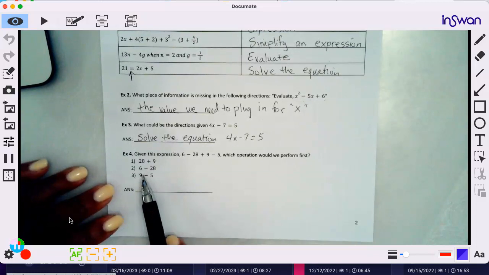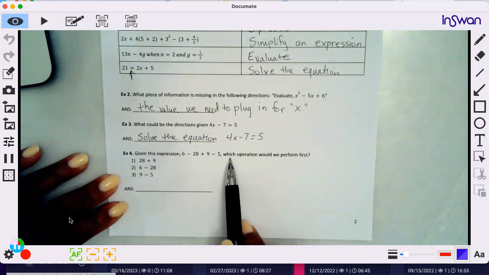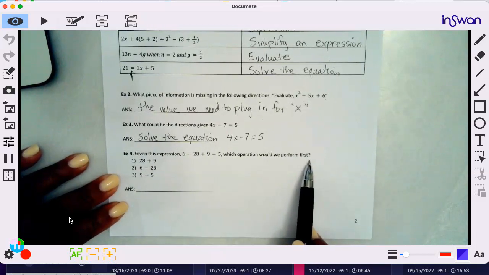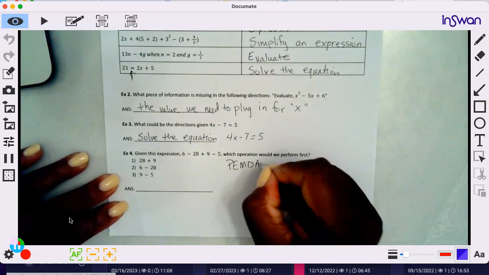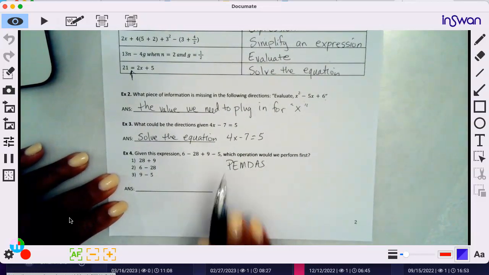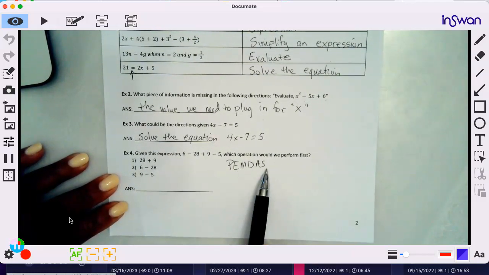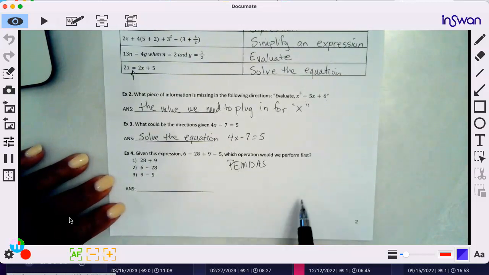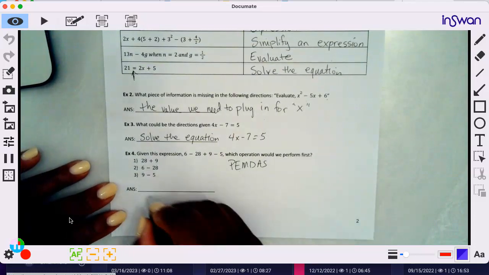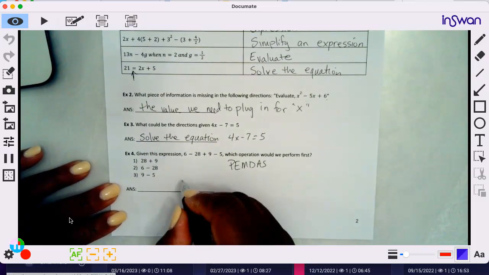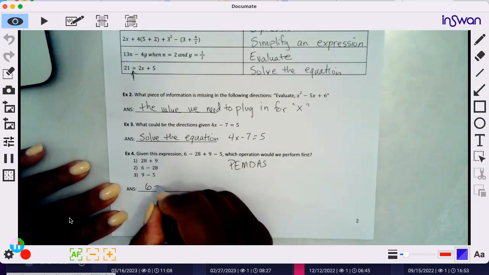The last example, given this expression, 6 minus 28 plus 9 minus 5, which operation would you perform first? Remember, you want to follow PEMDAS, right? So we know we don't have parentheses, we don't have exponents. Do we have multiplication and divide? No, we have add and subtract. So remember, you want to start from the left to the right. So therefore, the operation you should do is step number 2, which means you should do 6 minus 28.